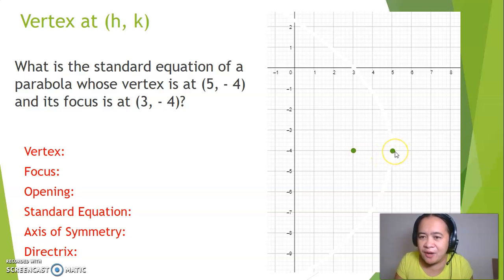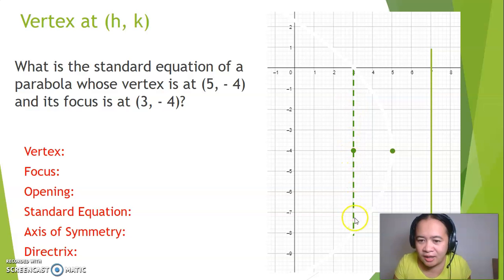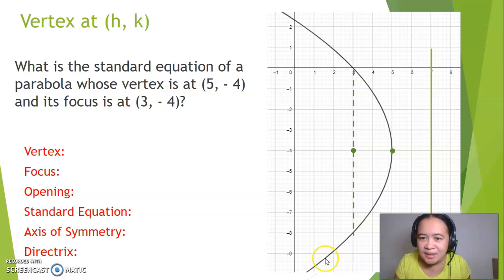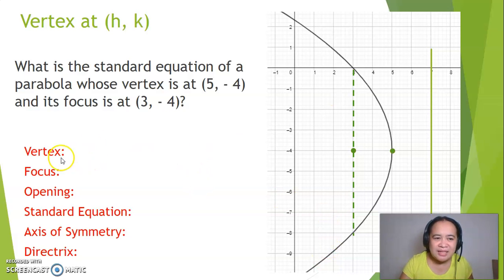So with that, from the vertex, you count 2 units to the left to get the directrix. So if this is 2, going to one end, that would be 4. And to the other end, it's also 4. So this is how long our latus rectum would be. So connect this with a curve. That will be our graph. So with this, we can identify the vertex.